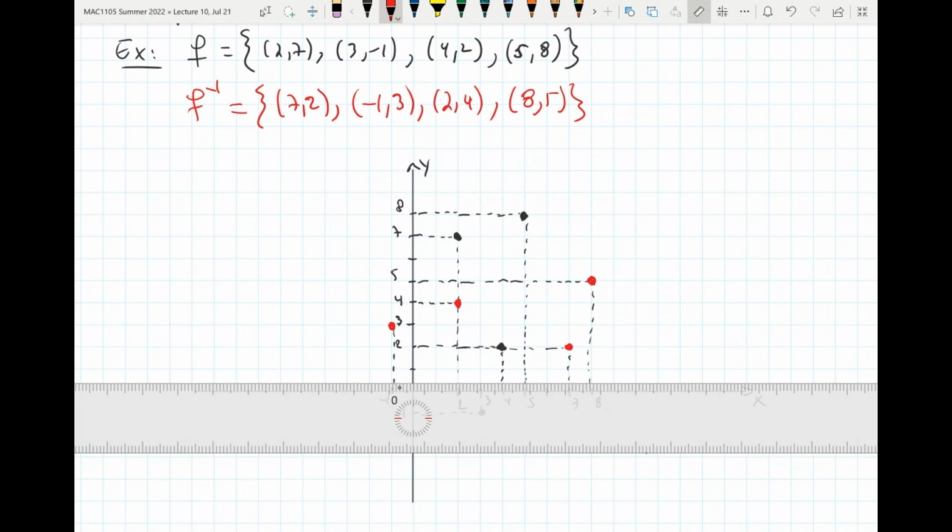Now, let's go ahead and do the following. I'm going to draw the line y equal x. The reason why I'm drawing this line is because this line is special. Who can tell me what's special about this line? Yes? It's its own inverse. Very good. It's its own inverse.